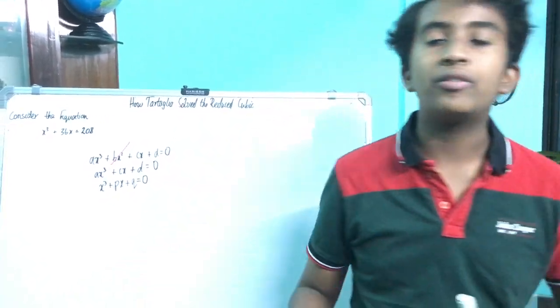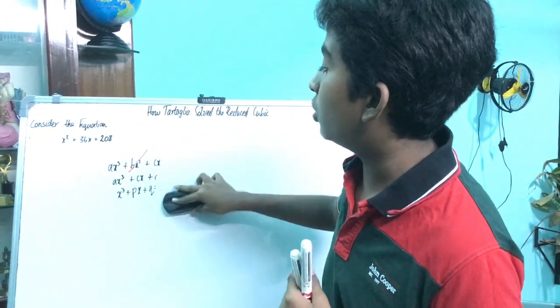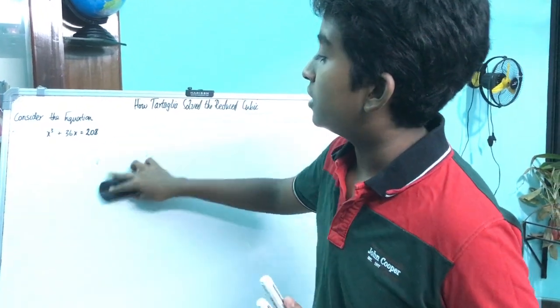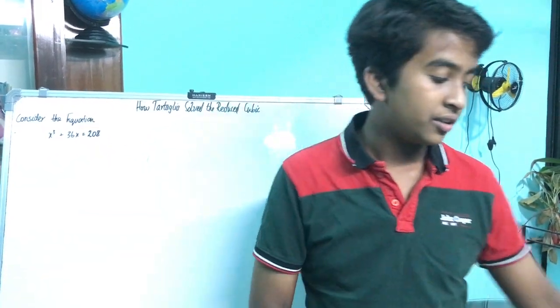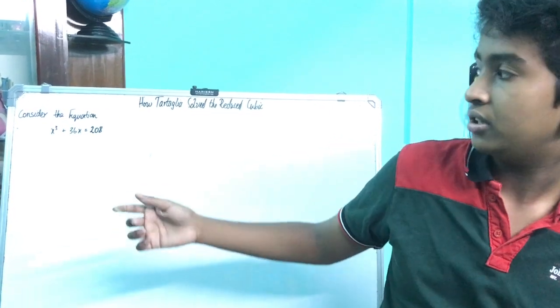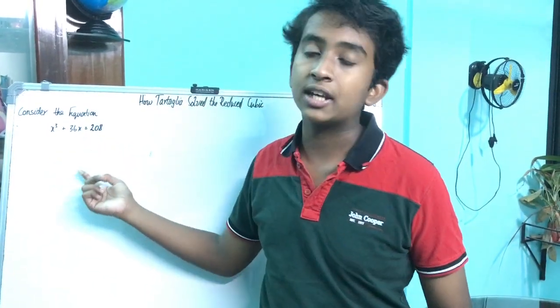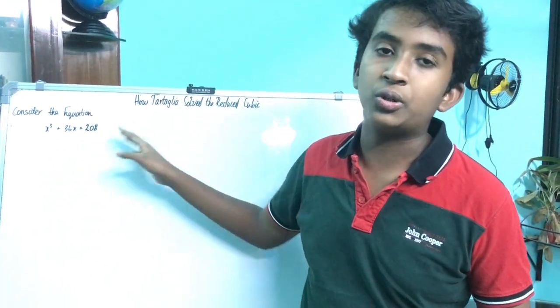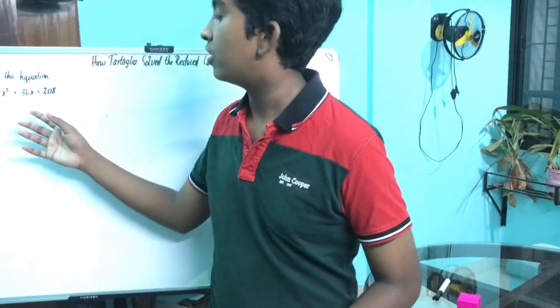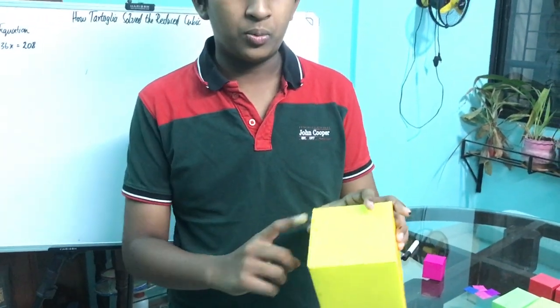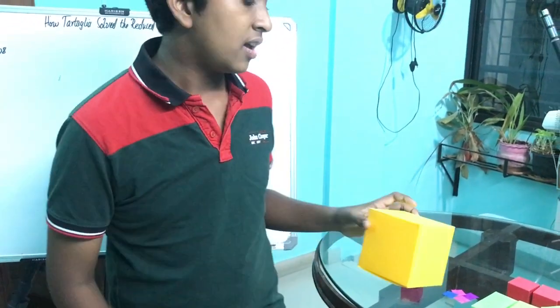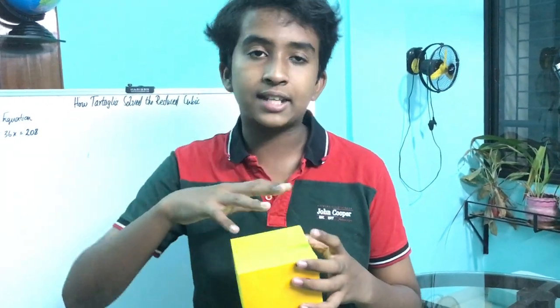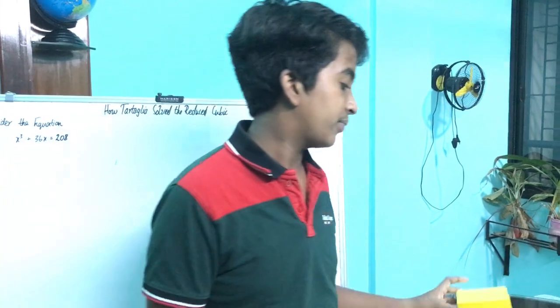Now we are going to solve a reduced cubic in the way Tartaglia did it. And we are going to consider the equation x cubed plus 36x equals 208. Now we consider the geometrical meaning of x cubed. It is just the volume of this cube with sides x. And when you add a volume of 36x, you get a shape with a volume of 208.